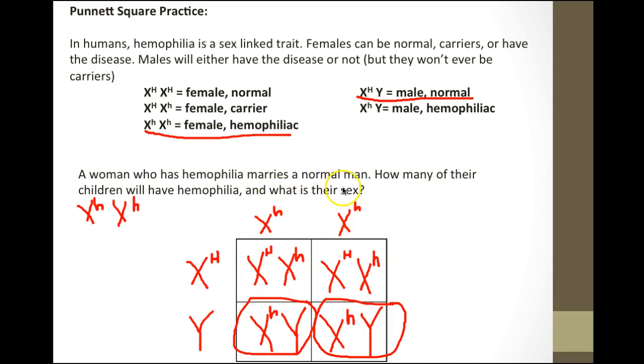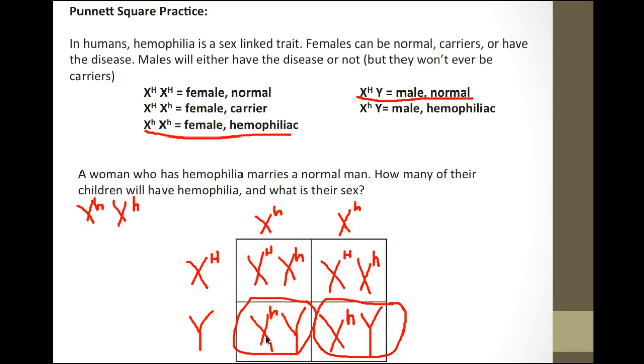And what is the gender? Notice all the boxes that show hemophilia are the sons because there's a Y here. All their daughters are going to be carriers. What's interesting is that because the mom is the one with hemophilia, she only has hemophilia X's to give. Because the son inherits an X from the mother, he has a 100% chance of getting hemophilia because that's what the mother's giving him.